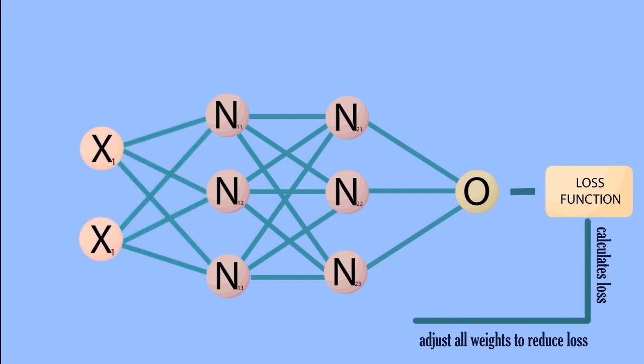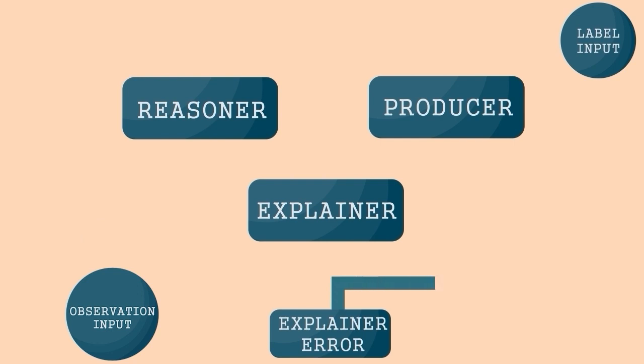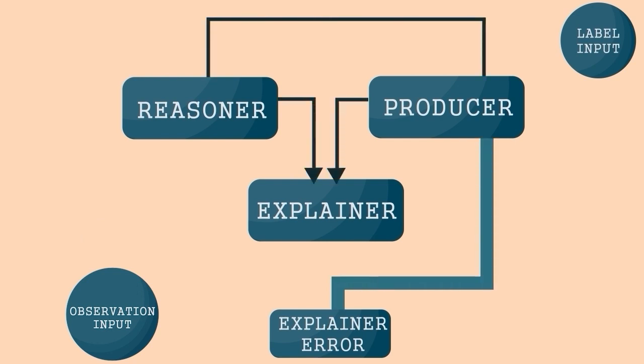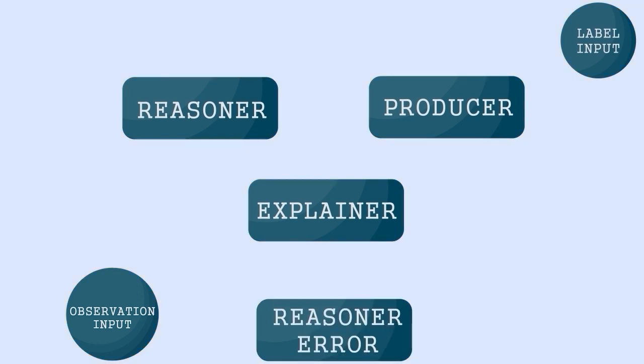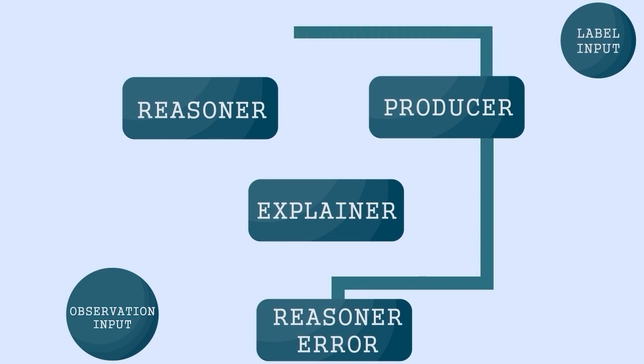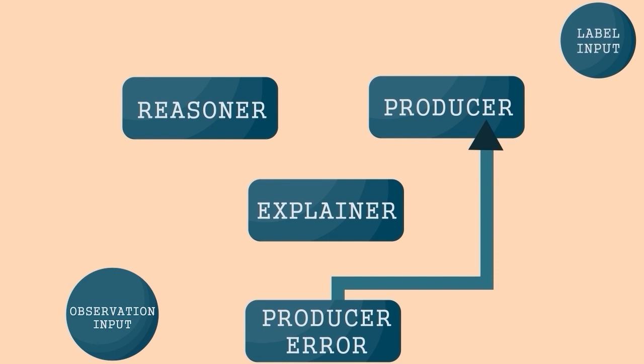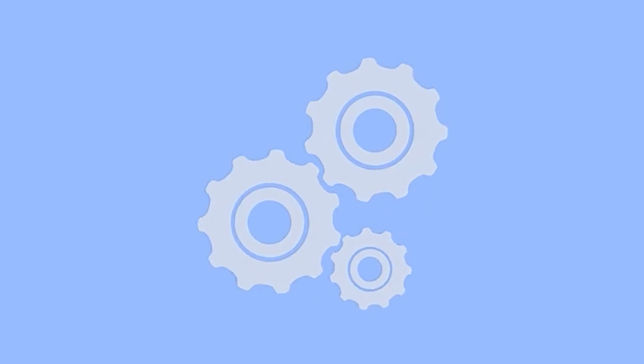By analyzing these gradients, we can see how we should correct each model's parameters to reduce its corresponding error. The explainer's parameters are adjusted to reduce the explainer error, the reasoner's to reduce the reasoner error, and the producer's to reduce the producer error. In this way, each model gets its own individualized learning experience, increasing the overall effectiveness of the system.